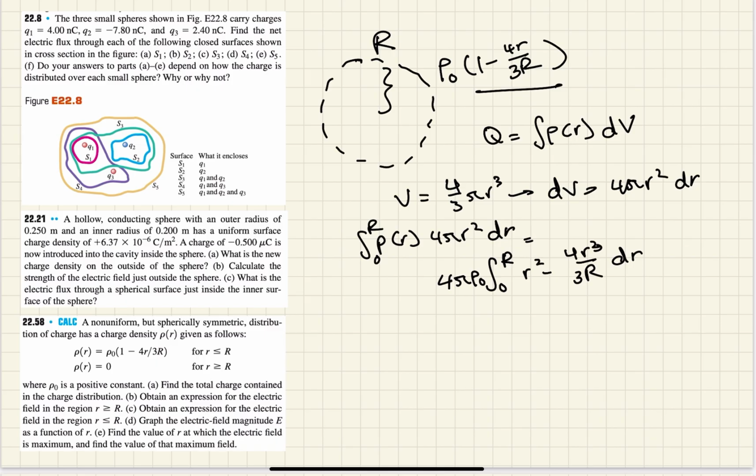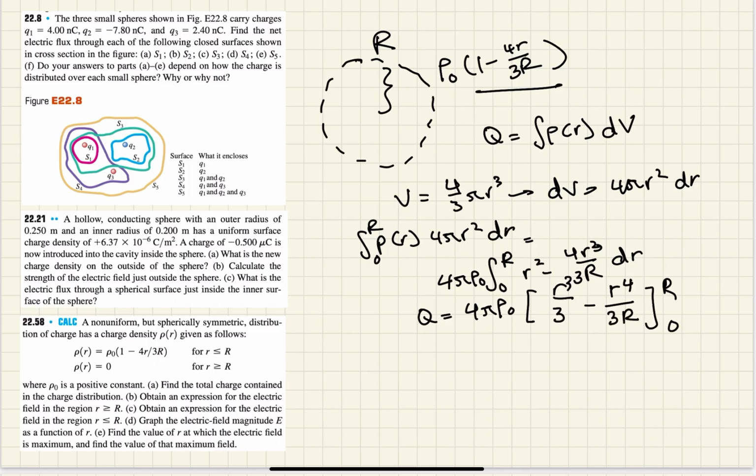And you would calculate this integral. I'm not going to show you that work because that's calculus. It's not that hard because this is just power rule for both of these, basically. You're going to get Q is equal to 4 pi rho naught, that was outside, times r cubed over 3 minus 4 over 3 capital R, I should probably rephrase that. It's r to the 4th over 3 capital R, from 0 to R.